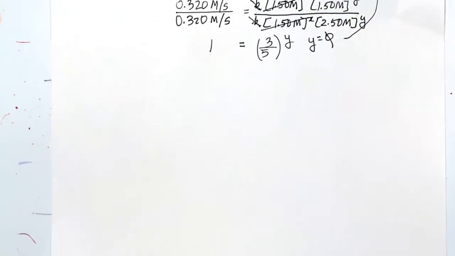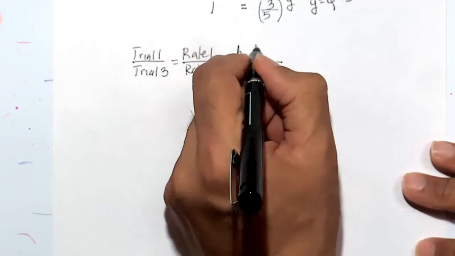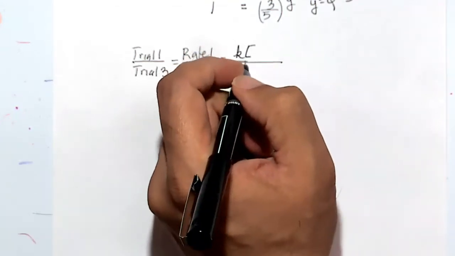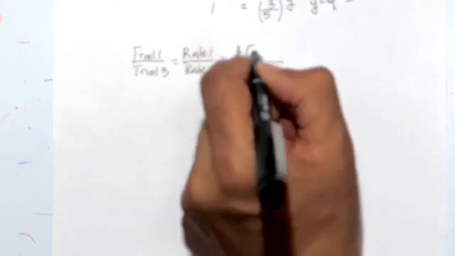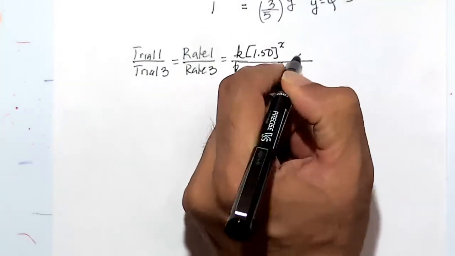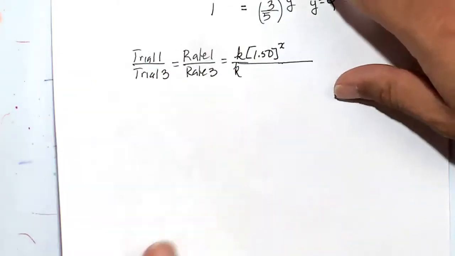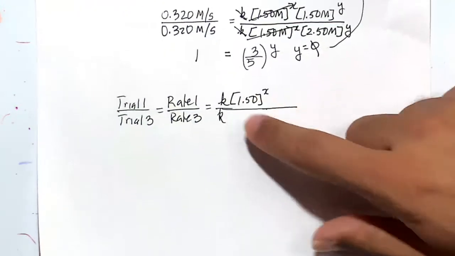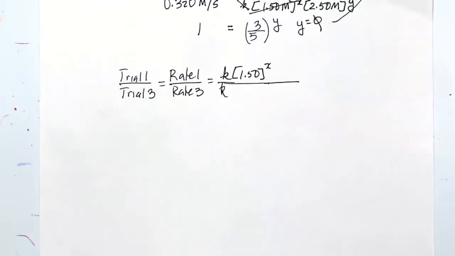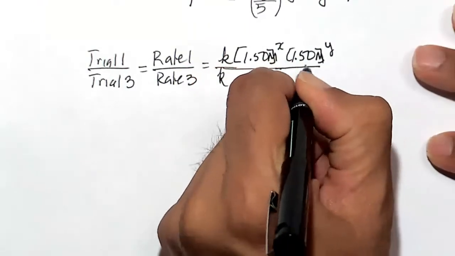Now we will compare trial 1 with trial 3. Rate is equal to k times the concentration of A. The concentration of A for rate 1, experiment 1 is 1.50 to the power of X. The concentration of B in rate 1, experiment 1 is 1.50 to the power of Y. Okay, these are all in molars, moles over liter.